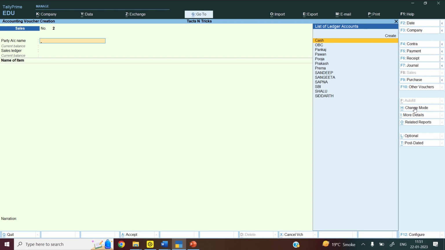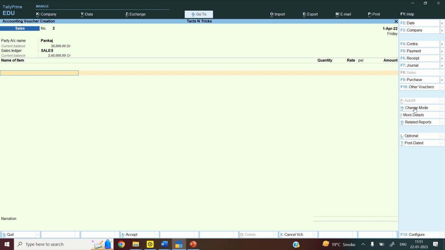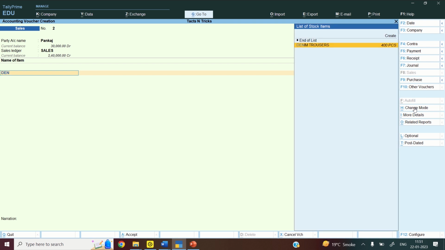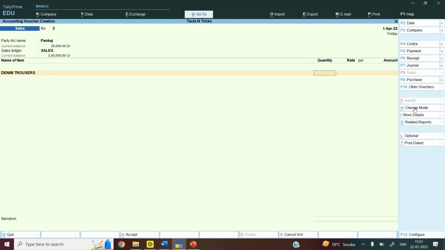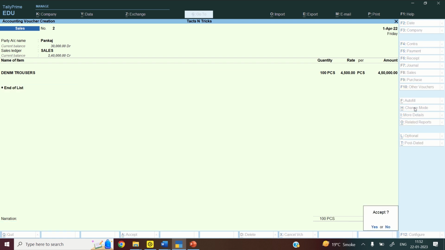Third again is credit sales. Now the sale is to Pankaj. The sales ledger we have already created, so we don't need to create it again and again. We can select the sales ledger directly from here. To Pankaj we have sold denim trousers, 100 pieces, and the amount is 4,50,000. So these are the simple vouchers of purchase and sales.